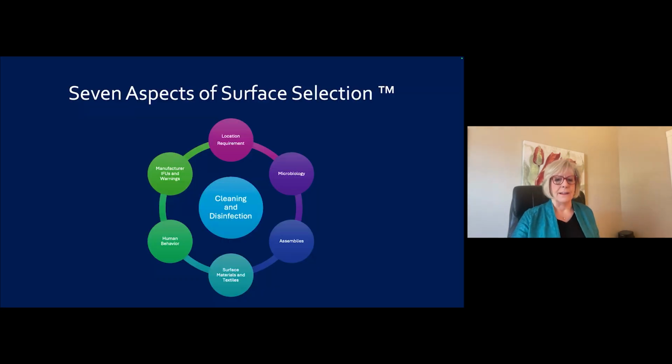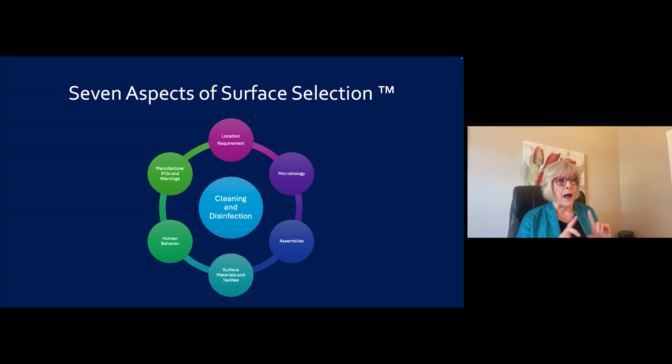So this is our graphic. In the center is cleaning and disinfection. And I believe we all can agree the most important thing is being able to clean and disinfect not only our environments, but the products we put in our environments effectively. We also can probably all agree that that is a huge challenge, and we'll talk more about that throughout the presentation.